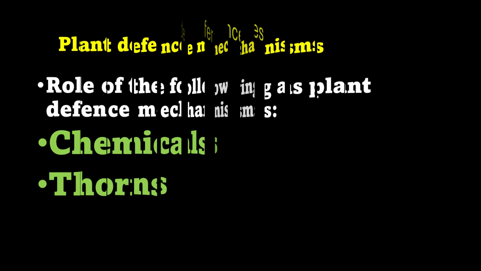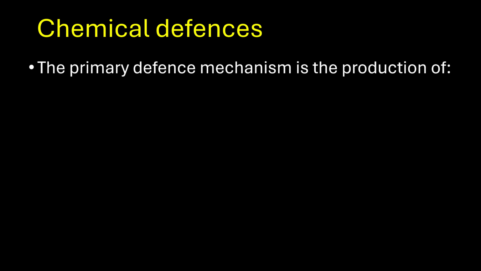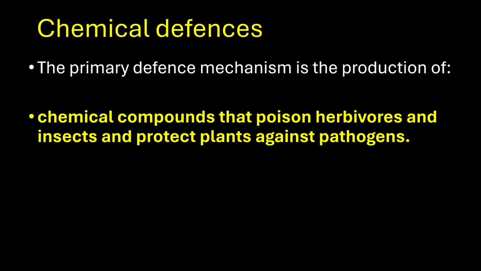All right, so let's look at chemical defenses. This involves the production of special chemical compounds that are poisonous to the herbivores and also to the insects. And they are also able to protect the plant against pathogens. What are the pathogens? The pathogens are viruses, bacteria, fungi. It can also be protists.